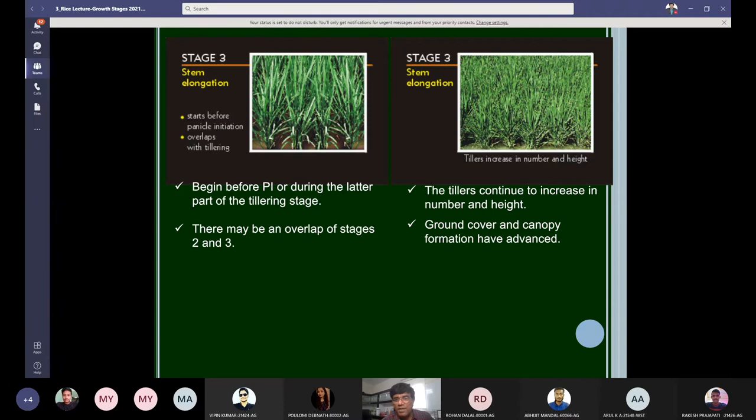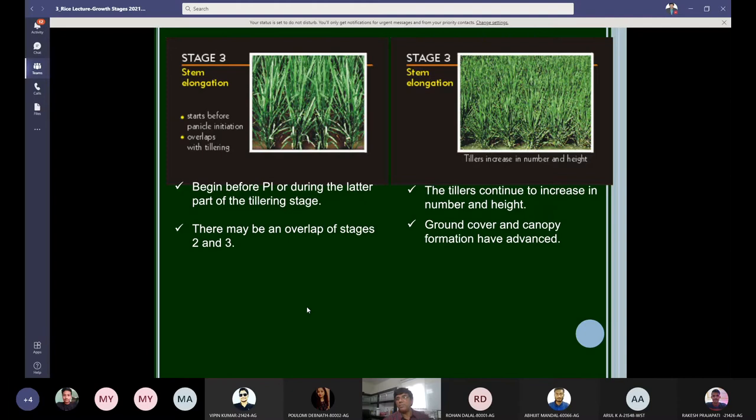In short duration variety, stem elongation will overlap with the tiller production. In long duration variety, tiller production will end and then stem elongation will start. So there may be an overlap of stage 2 and 3. The tillers continue to increase in number and height. Ground cover and canopy formation have advanced. Now you will not find free spaces in the field. So mostly the land will be covered.